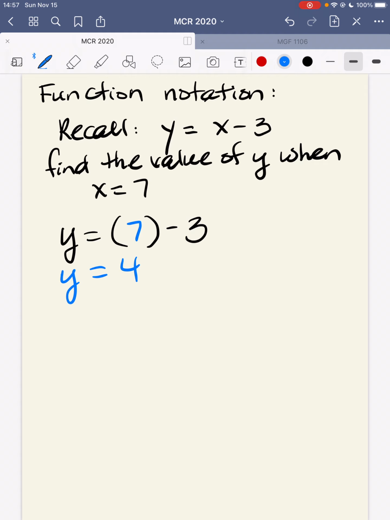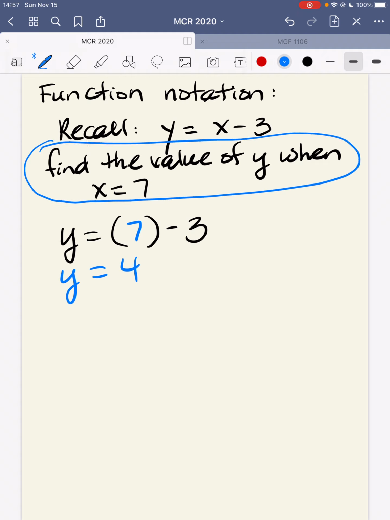Okay. Rather than write all this stuff here, I want to make it more compact. So instead of that, I would say, okay, I have an equation, y is equal to x minus 3. But instead of all the stuff I circled in blue, I would just write my notation f of 7. So what does this mean?